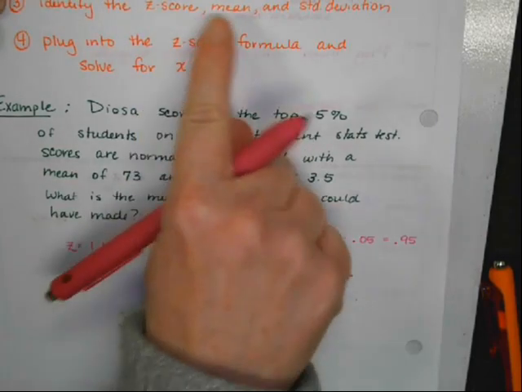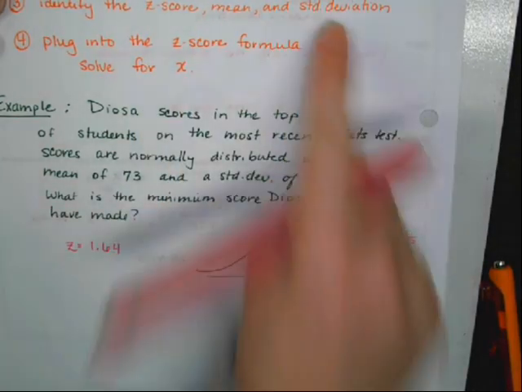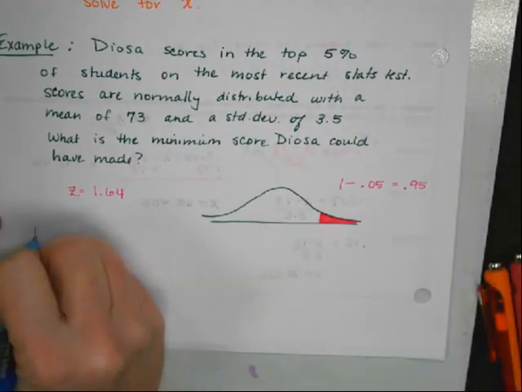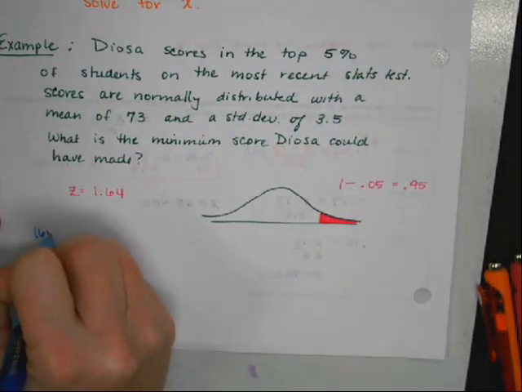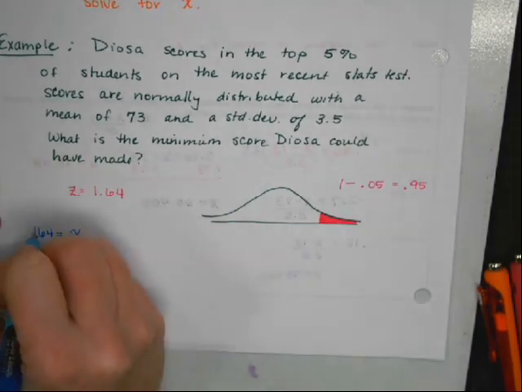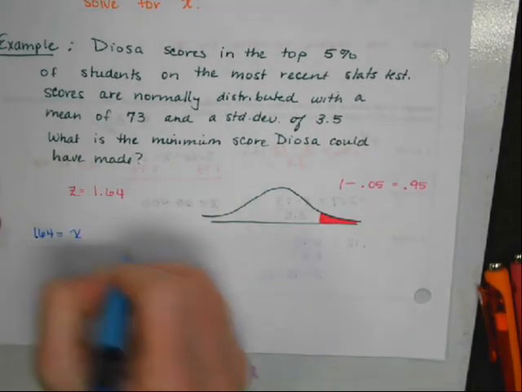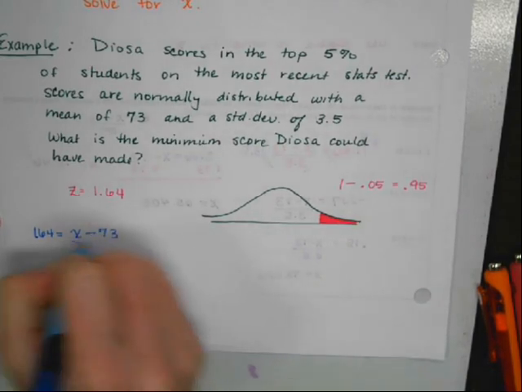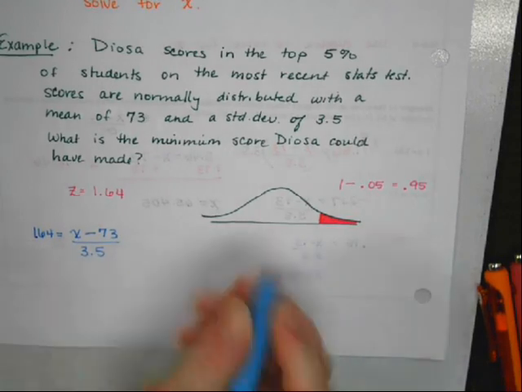Now I need my mean and my standard deviation with my Z-score, and I'm going to plug it all into the Z-score formula. X is what I don't know. That's what I'm trying to figure out, is what score Joseph could have made. Minus 73 over 3.5.